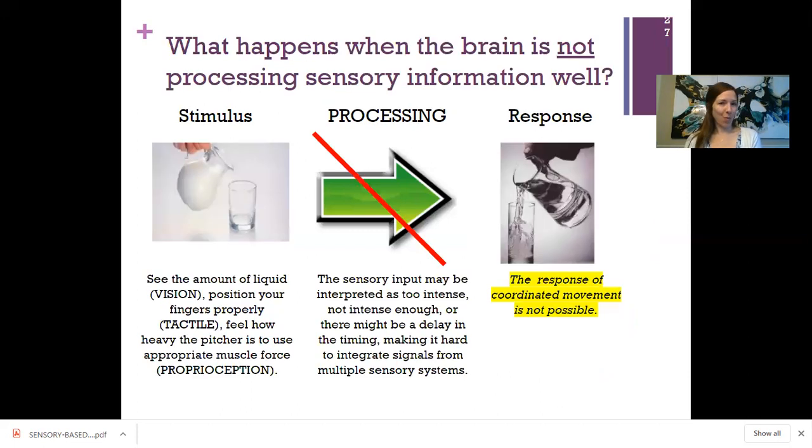Okay, so when you are not processing sensory information well, you have the meltdown by lunchtime, or in this case with the pitcher, you can't lift and pour the pitcher with coordinated movement. If your proprioceptive system isn't working, you might pick it up too fast, you might fling it across the room, you might not know how far to turn your wrist in order to pour, and so you're going to have water spilled everywhere.